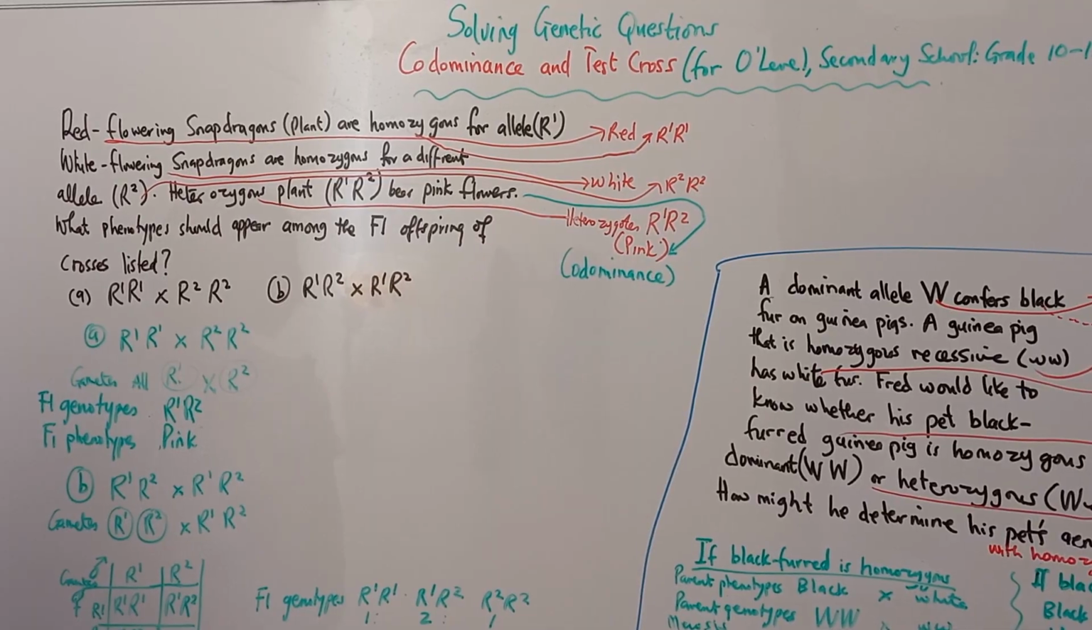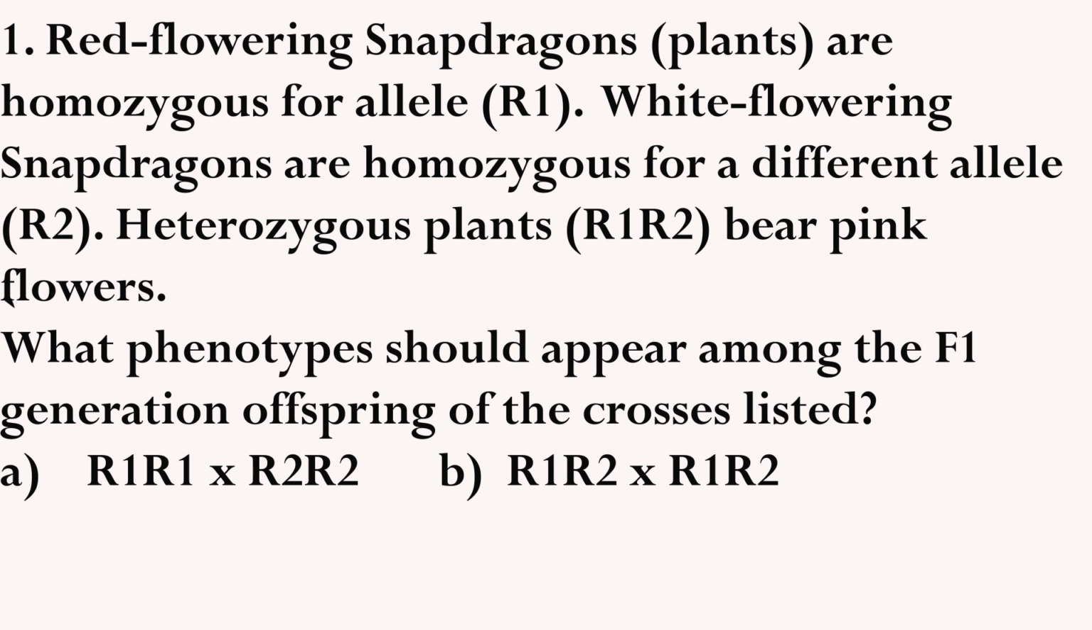Welcome. In our question 1, red flowering snapdragons, they are plants, are homozygous for allele R1. White flowering snapdragons are homozygous for a different allele R2. Heterozygous plants R1, R2 bear pink flowers. What phenotypes should appear among the F1 offspring of crosses listed?